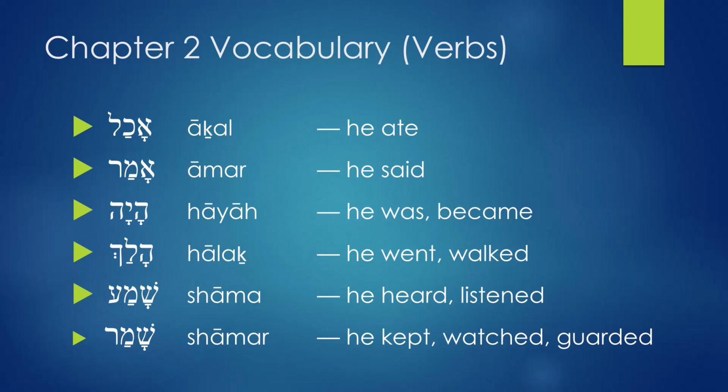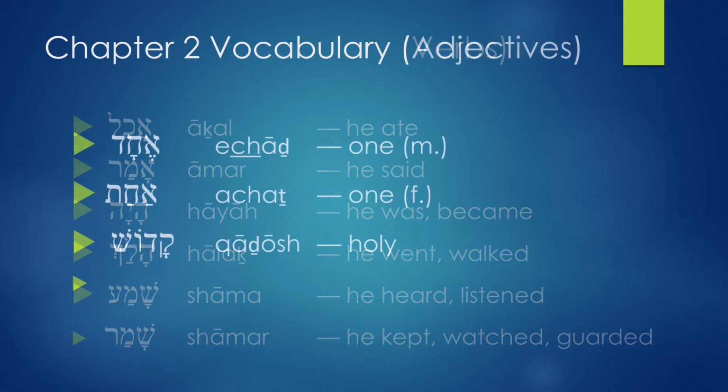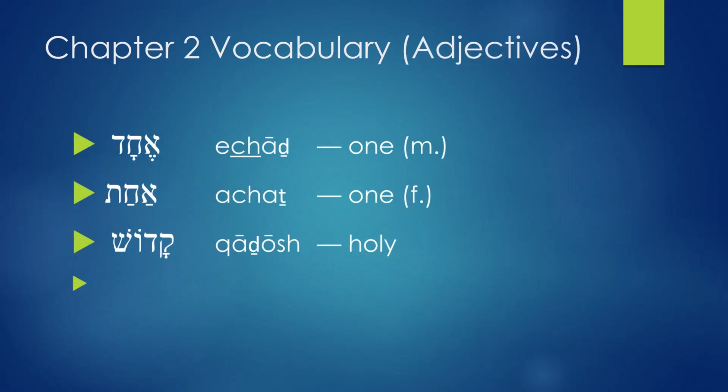Next word is shamar. On top you have shama, under you have shamar. There's that resh at the end, and that makes a difference. Shamar means he kept, he watched, or he guarded. Most of the times it's going to be he kept or he guarded. Next group of words we have adjectives. Almost always you're going to have nouns, verbs, adjectives, prepositions, this kind of structure. So now we're looking at the adjectives.